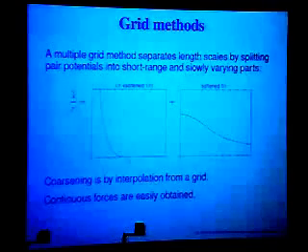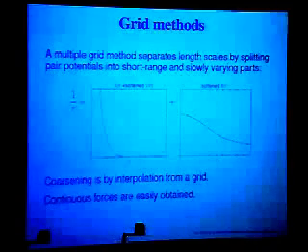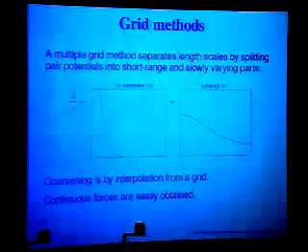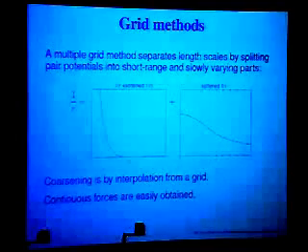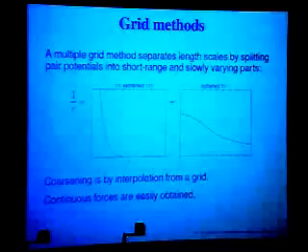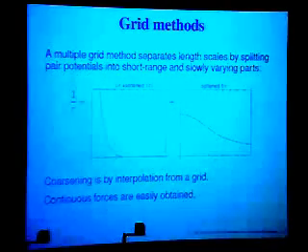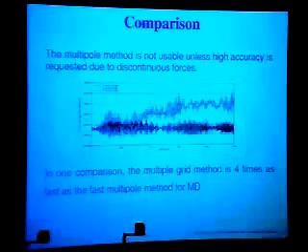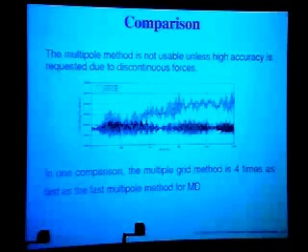And the advantage of grid methods over cell methods is that it's easier to implement forces which are continuous. That is, continuous as a function of particle positions. If the particles move, what happens to the energy? What happens to the force? Does it change continuously or does it jump? Well, for the fast multipole method, it jumps. And if these jumps are too large, the effects can be seen in the numerical simulation of the dynamics. So as it's stated here, the multipole method is not usable unless we use high accuracy.